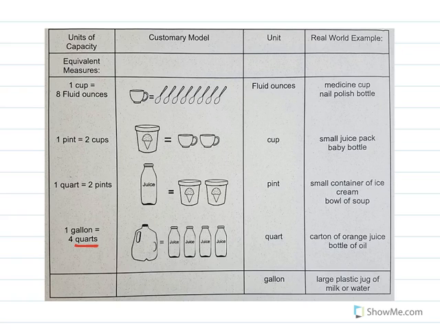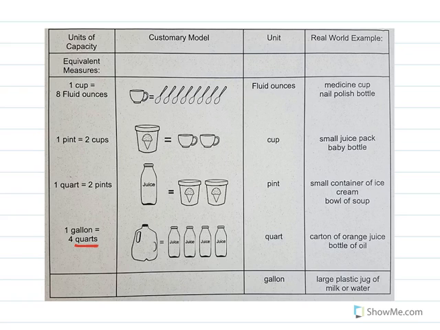Now look at the very last column on this chart. It says real world examples. You have real world examples of each of these measurements. For the fluid ounces, you have, for example, a medicine cup. When we're feeling sick, most of those little medicine syrups come with a little measuring cup up on top, and those are usually measured in fluid ounces.